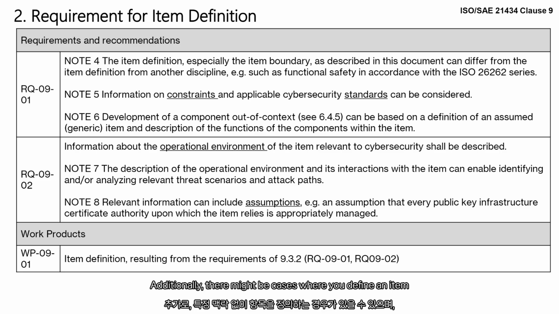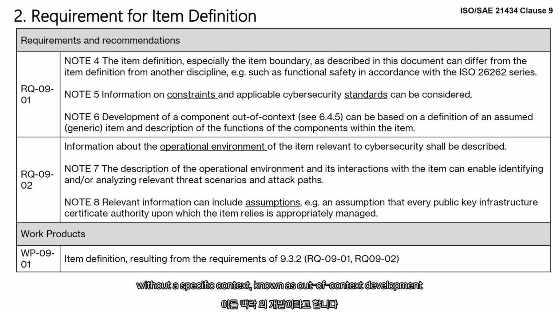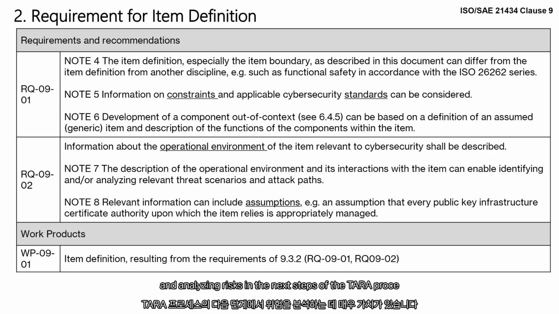Additionally, there might be cases where you define an item without a specific context, known as out-of-context development. In this situation, you can use an assumed or generic item definition. Finally, describing the operational environment clearly is crucial. This information is highly valuable for identifying threat scenarios and analyzing risks in the next steps of the TARA process.